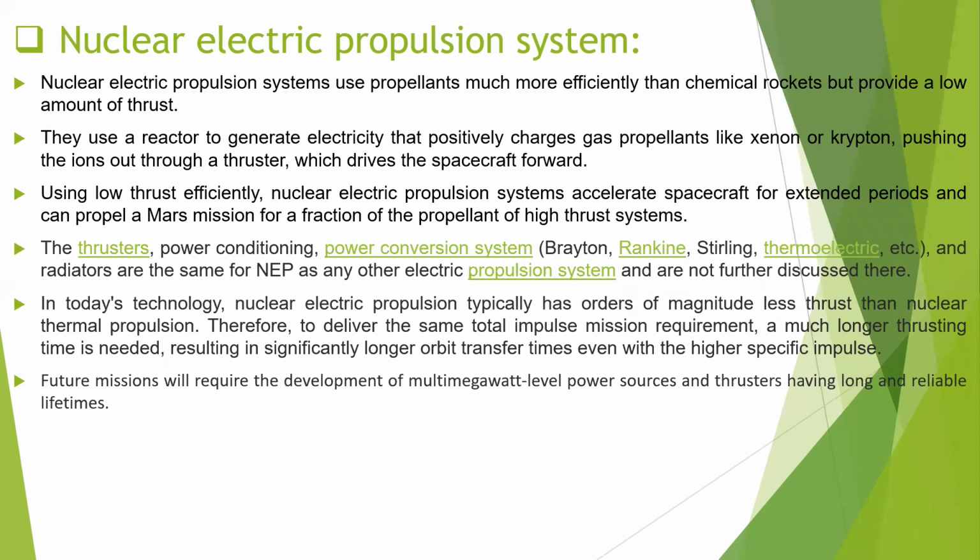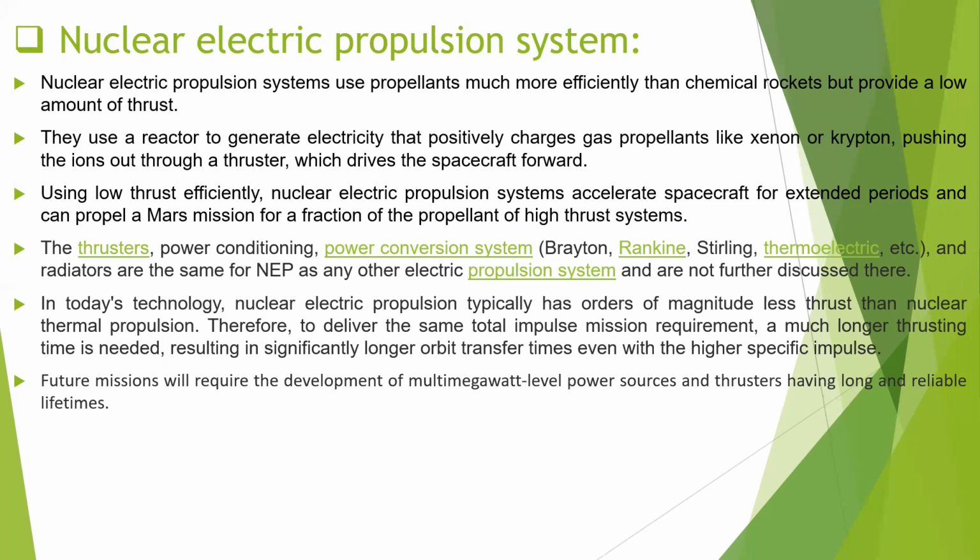Now, first we see the nuclear electric propulsion system. Nuclear electric propulsion systems use propellants much more efficiently than chemical rockets, but provide a low amount of thrust. They use a reactor to generate electricity that charges gas propellants like xenon and krypton positively, pushing the ions out through a thruster which drives the spacecraft forward. Using low thrust efficiency, nuclear electric propulsion systems accelerate spacecraft for extended periods and can propel a Mars mission with a fraction of the propellant of a high thrust system.